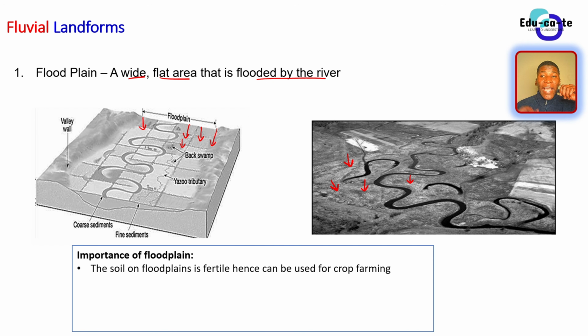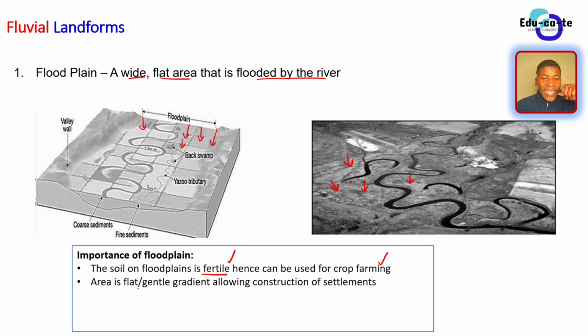Now, there are importances of flat plains. Number one, the soil on the flat plains is fertile. It contains fertile soils, and those fertile soils can be used for crop farming. When you say that the soil is fertile, it simply has nutrients, so that it can grow crops. Whatever you want to plant there, you can use that soil, because the soil is able to grow crops. So it is good for crop farming because it is fertile.